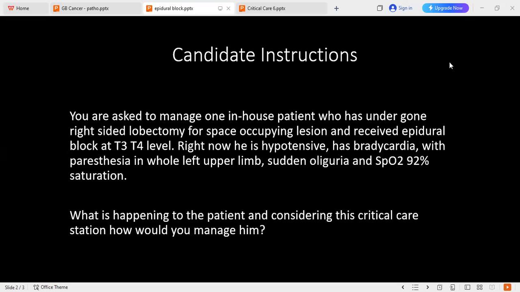Okay, I am ready. If you've read and understood the critical care scenario, please tell me how you would manage this patient. This patient should be managed according to the CRISP protocol.